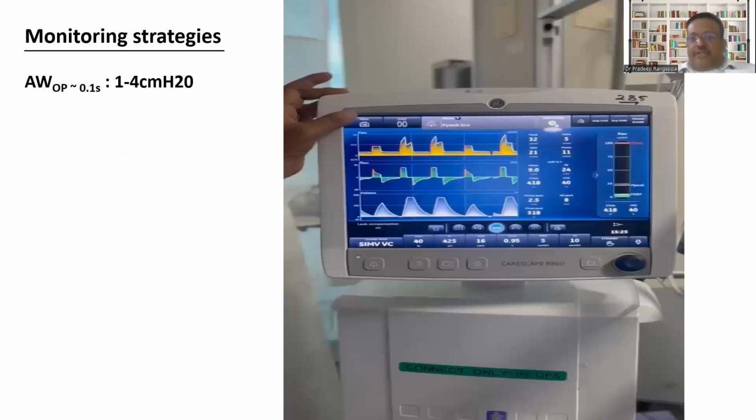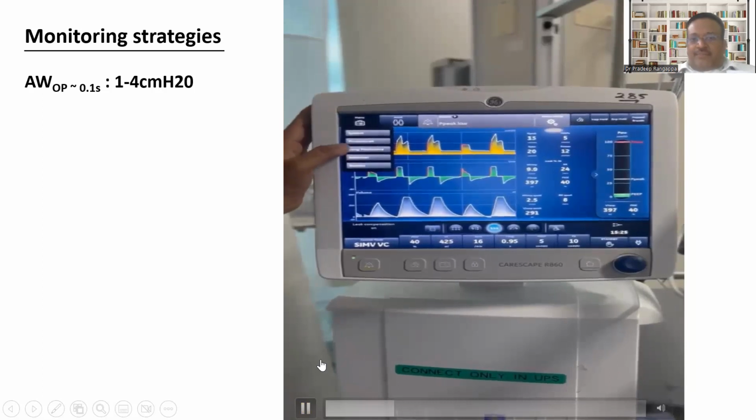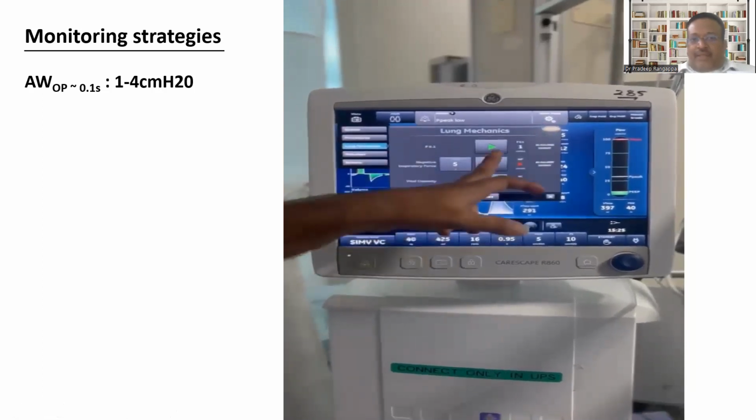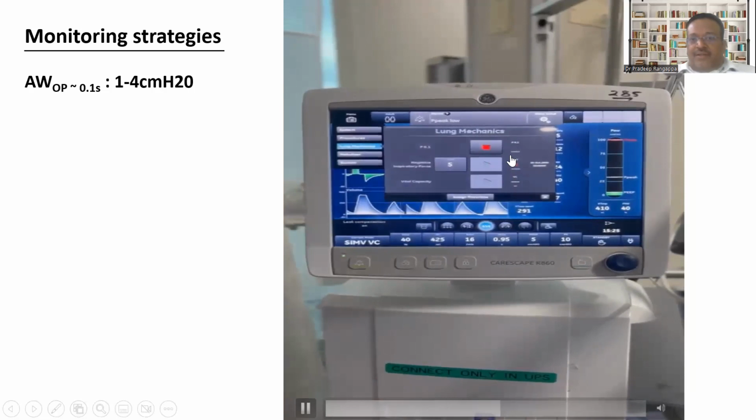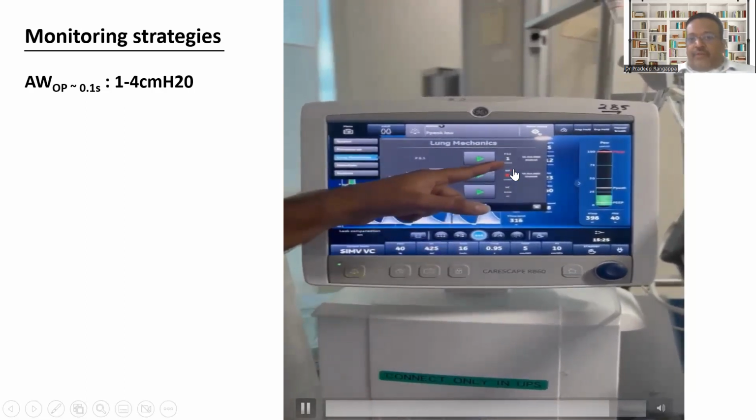So I'll show you. So this is the video I have done in my ICU. And as you see, AWOP 0.1 second, airway opening pressure 0.1 second should be 1 to 4. And this is the ventilator. I'll just show you a video recording how we do it. So as you see, go to lung mechanics. And then once you put the lung mechanics, there is a 0.1. We press that. And you see that red button. So it puts a pause for 0.1 second and you get a 1.